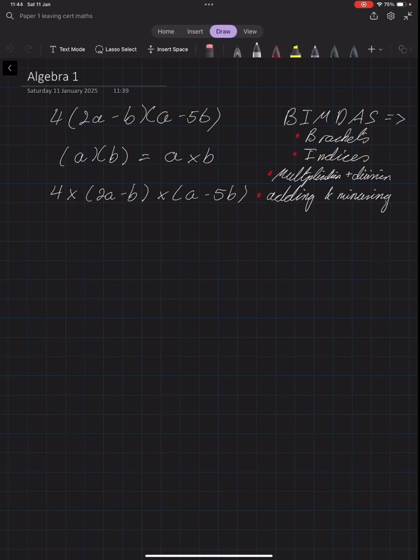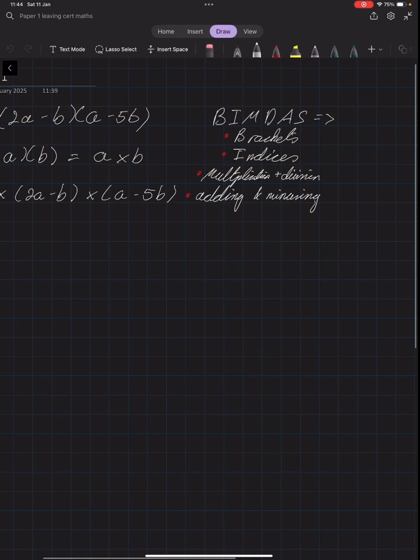Then your next one is indices. That's just powers. I might just write that beside it because people mightn't be familiar with that. So it's just powers. If you had squared, cubed, you do that first before you do multiplication and division. Multiplication and division are on the same line. What does that mean? That means whenever both are present, you work from left to right. So if you have a line with multiplication and division and you're wondering what to do first, you just work from left to right.